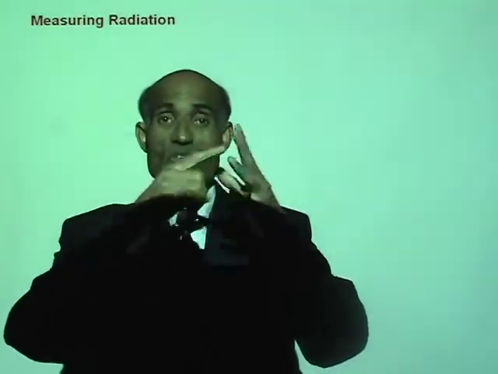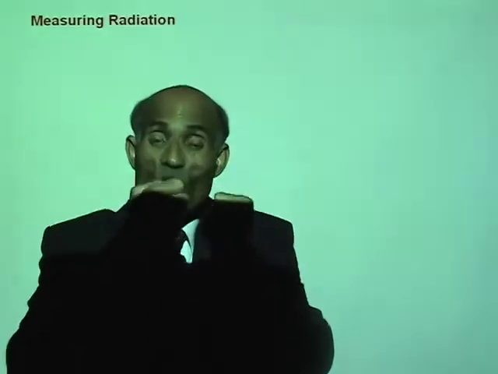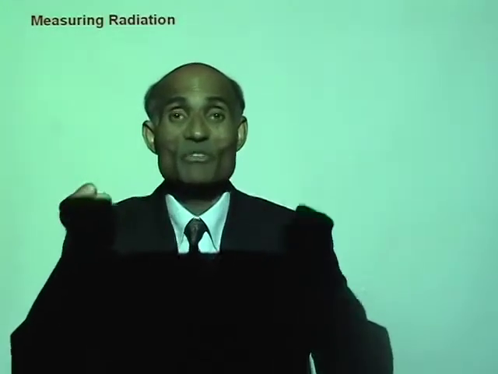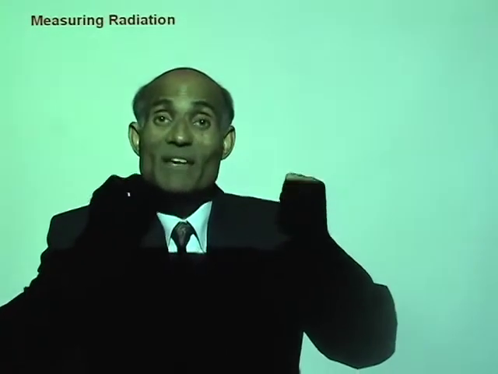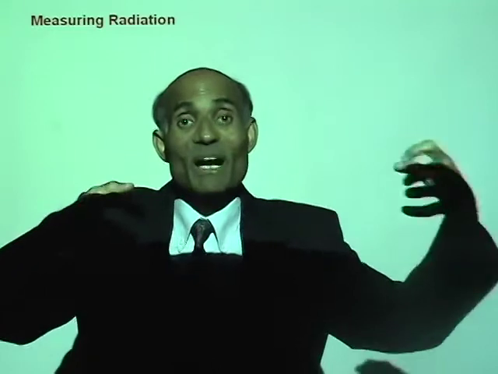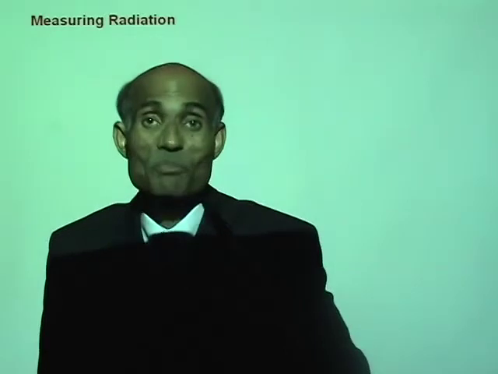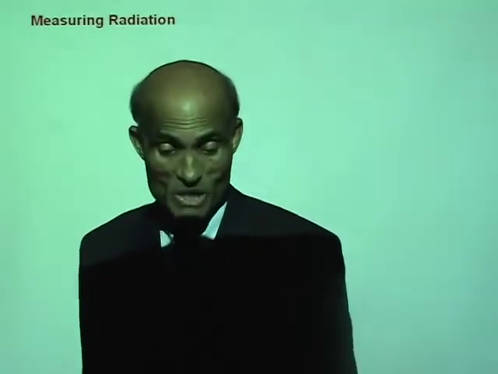Now, when these radiations go through air, you see, air is made up of atoms of different substances like oxygen, nitrogen and so on. When these radiations go through air, they can knock off electrons from the atoms and ionize the atoms of air. Now, when ions are produced in air, air becomes conducting. You can pass electricity through it. And we're going to use that property to measure these radiations.